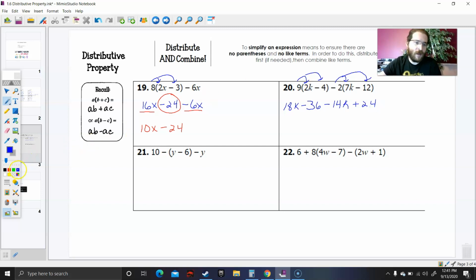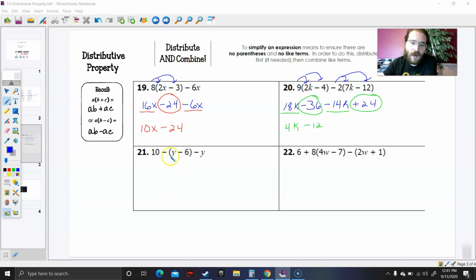All right? And then now we'll combine. So we have 18k minus 14k, we're going to get 4k. Then we have negative 36 plus 24, right? So we can do 36 minus 24 and keep the negative if we want to, right? So we're going to get 12. But since this is bigger, we're going to get negative 12, all right? We could have also done 24 minus 36 and got the same answer.